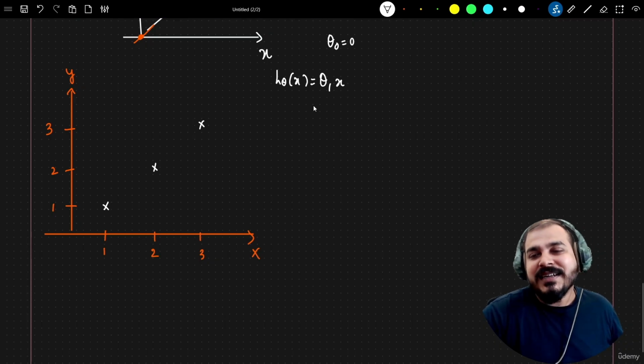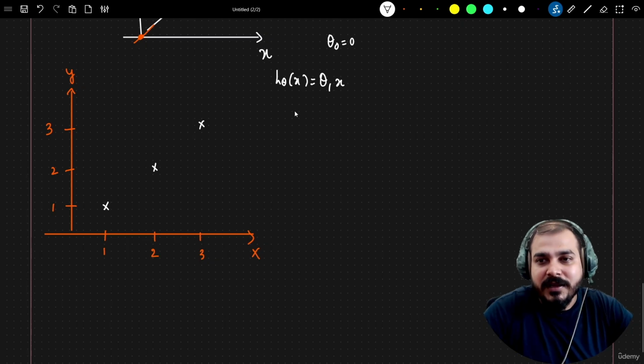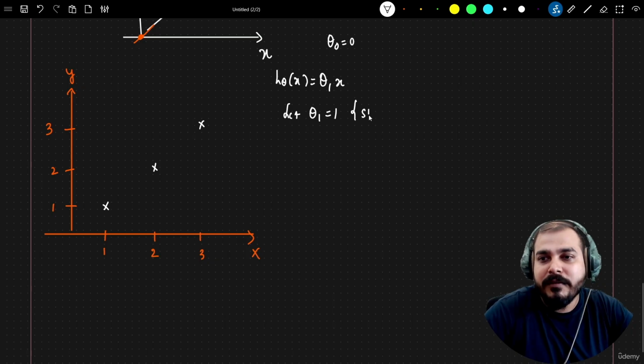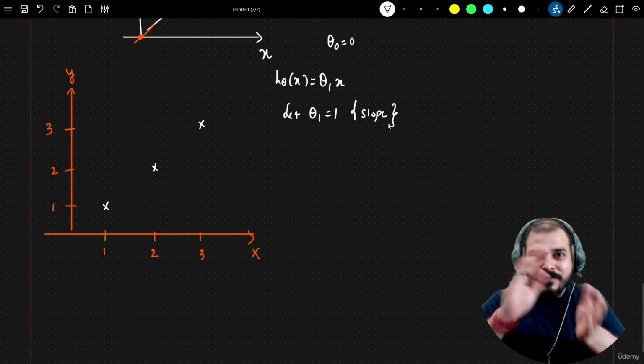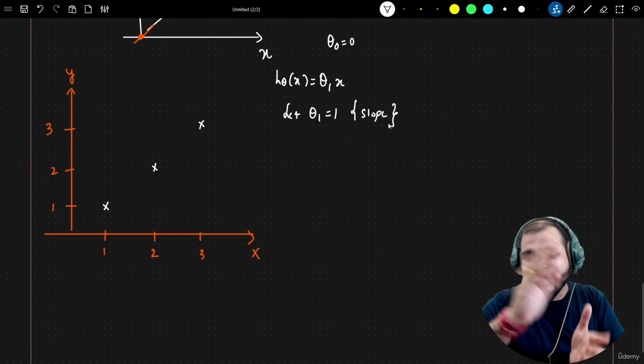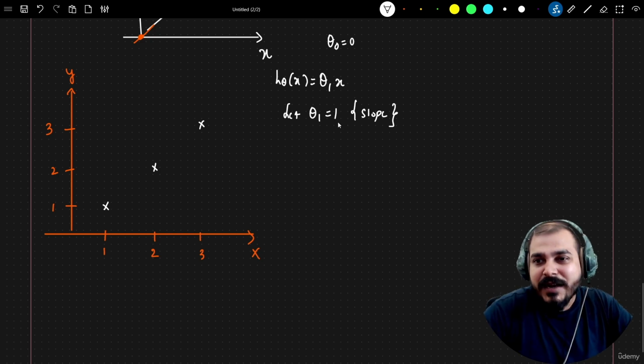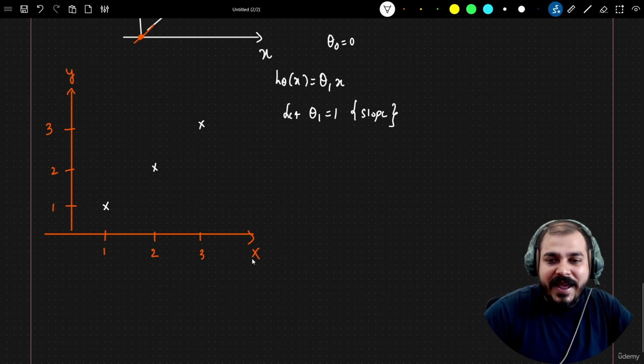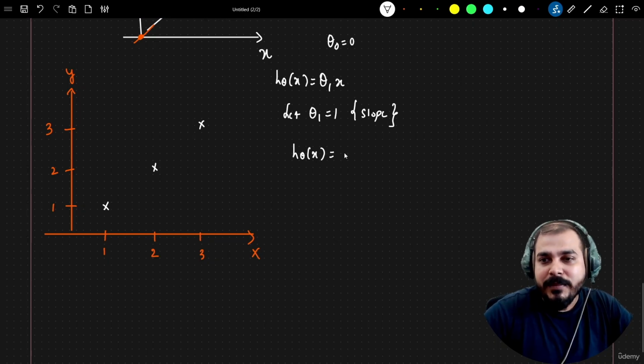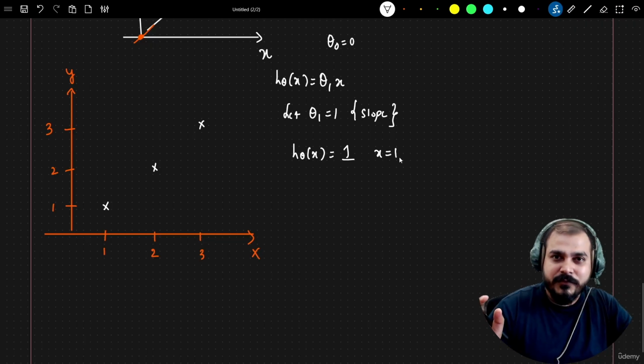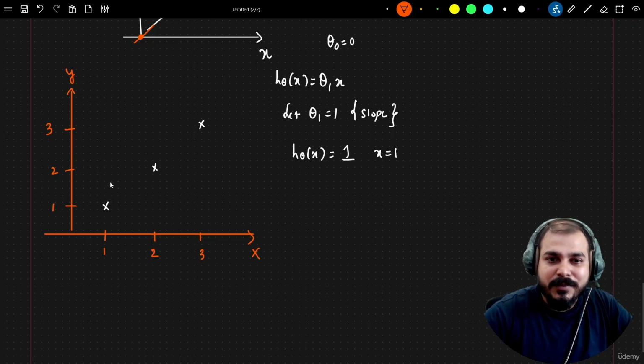Now let's consider, we need to initialize theta 1 with something. Let theta 1 be equal to 1, because this is my slope. We have to initialize the slope, and later on we will keep changing the slope to get different best fit lines. So if theta 1 is equal to 1, then when x is 1, what will be my h theta of x? My h theta of x will be 1 when x is equal to 1. I hope this is very clear. So let me put this point, which will be my predicted point with respect to h theta of x.